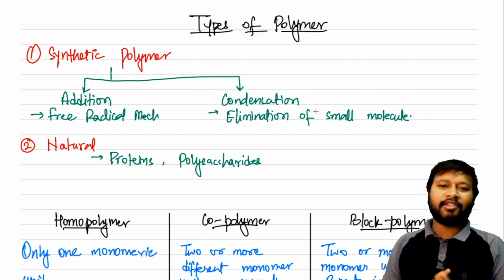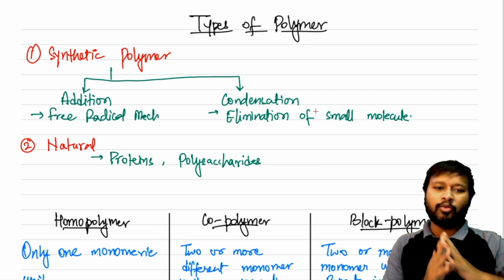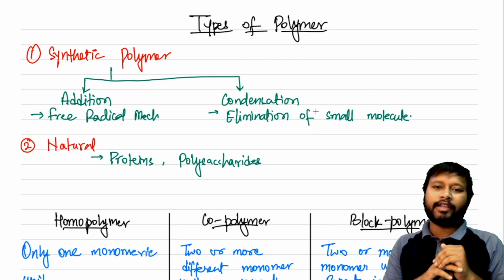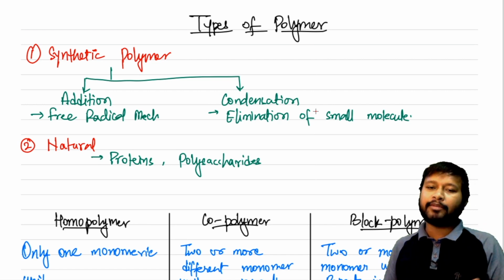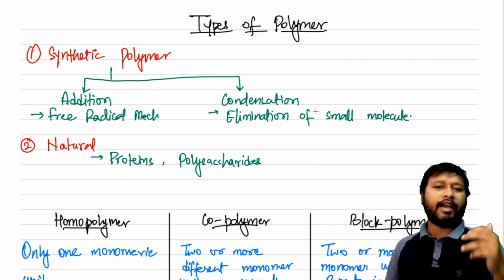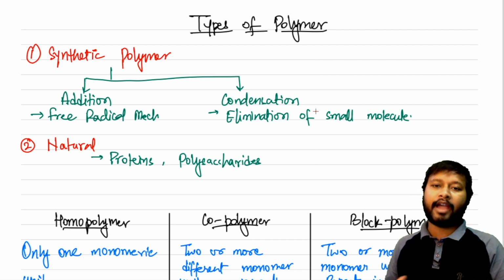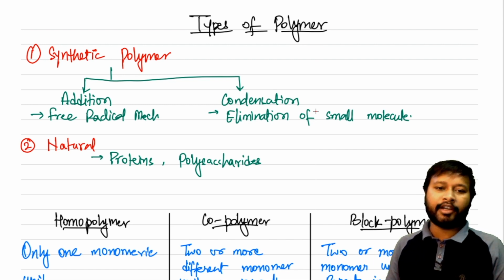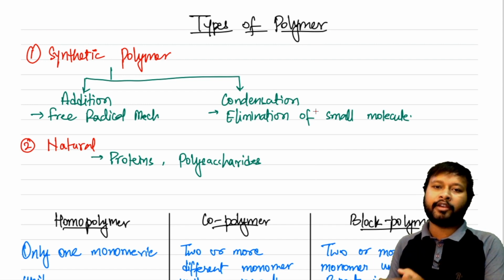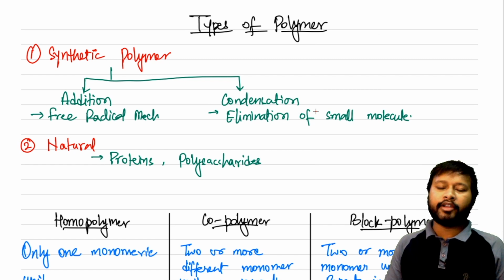Alright, so it starts with the types of polymer. There are two types of polymer based upon how they are made: synthetic polymers and natural polymers. As the name suggests, synthetic polymers will be man-made or made in the laboratory, whereas natural polymers will be made by nature. They will be found in nature.